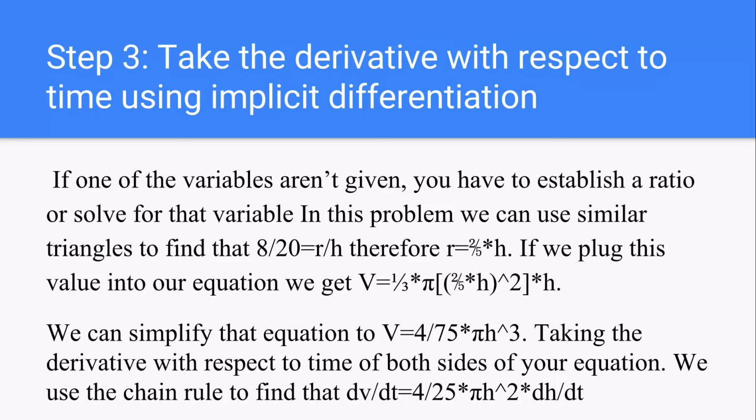Taking the derivative with respect to time of both sides of your equation, we now use the chain rule to find that dV over dt equals 4 divided by 25 times pi times h squared times dh over dt.